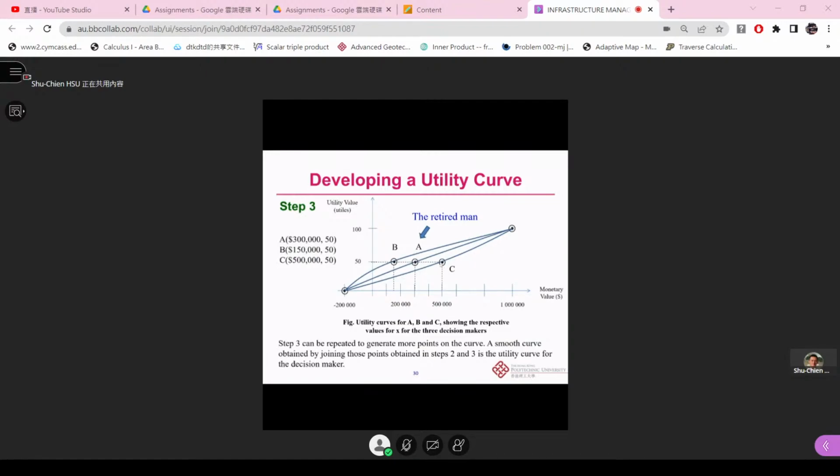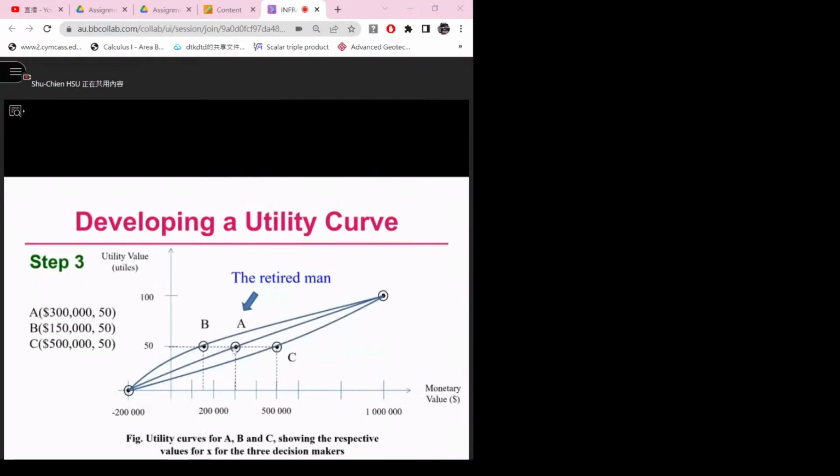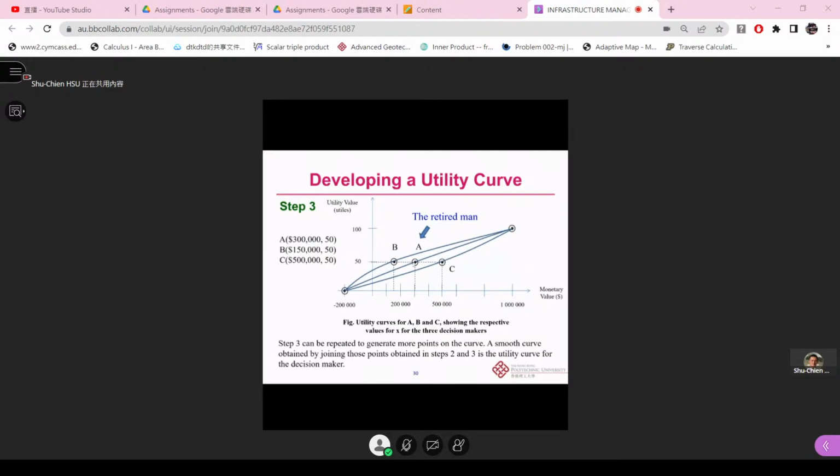Then for the subjective view of decision maker C, it can be somewhere here: if it is 400,000, then the utility value will probably be 40-something. However, for decision maker A, if he wants to earn 400,000, then the curve moves up, and the utility value becomes 60-something. Simply said, these three different lines represent the different kinds of risk that people are willing to take.